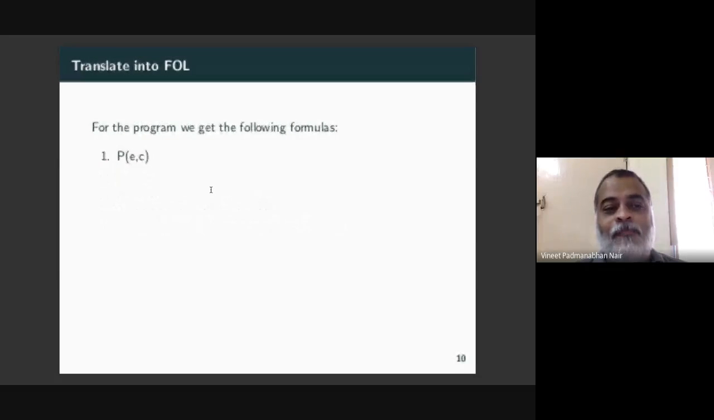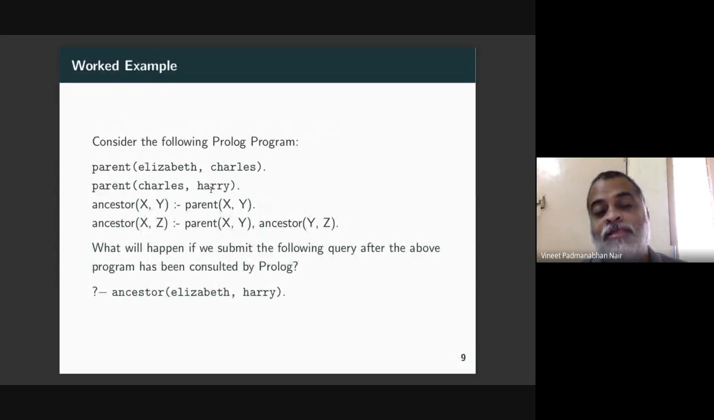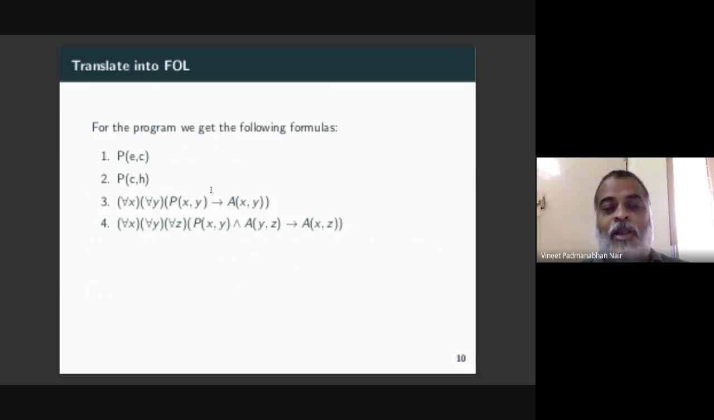And similarly, can you tell me how you formalize the last rule? Obviously, you have been given X, Y, and Z, so you need three variables there. And that is what I have done here. For all X, all Y, all Z, if X is the parent of Y and Y is the ancestor of Z, then X is the ancestor of Z.